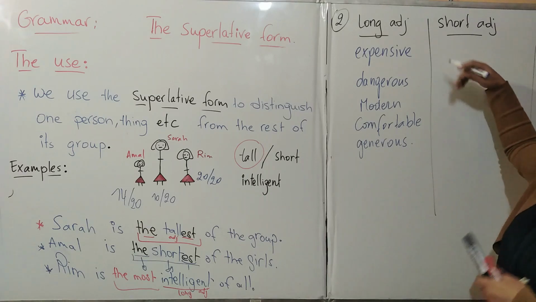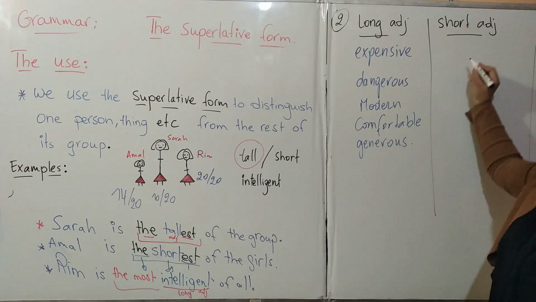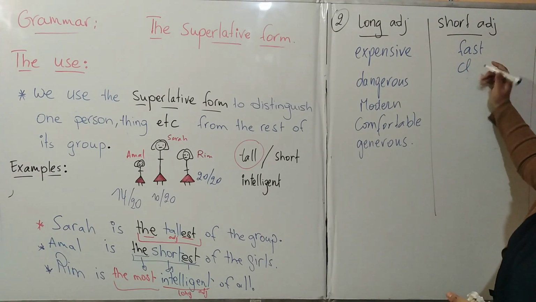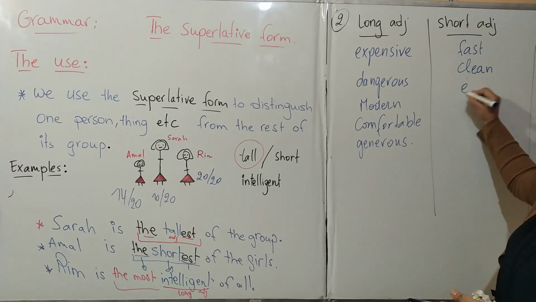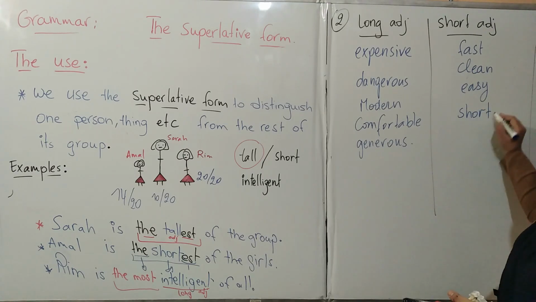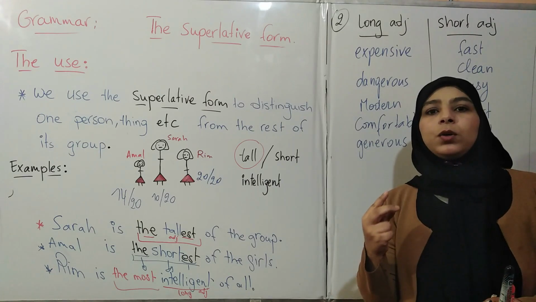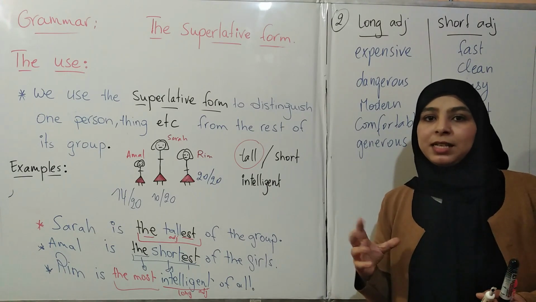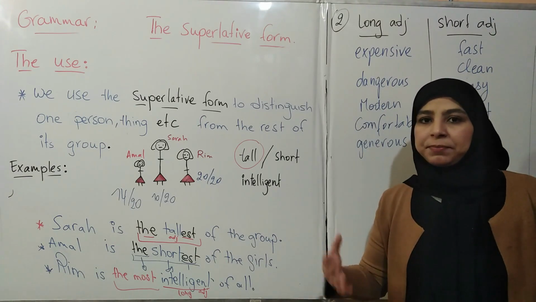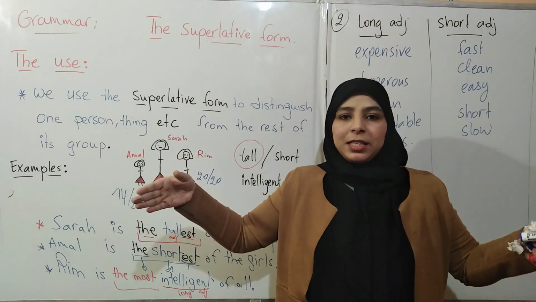Now let's see examples of short adjectives. Fast, clean, easy, short, slow. See, they're too short. They have 1 or 2 syllables, right? Fast, slow, short, clean, easy. That's why we say short adjective and long adjective.